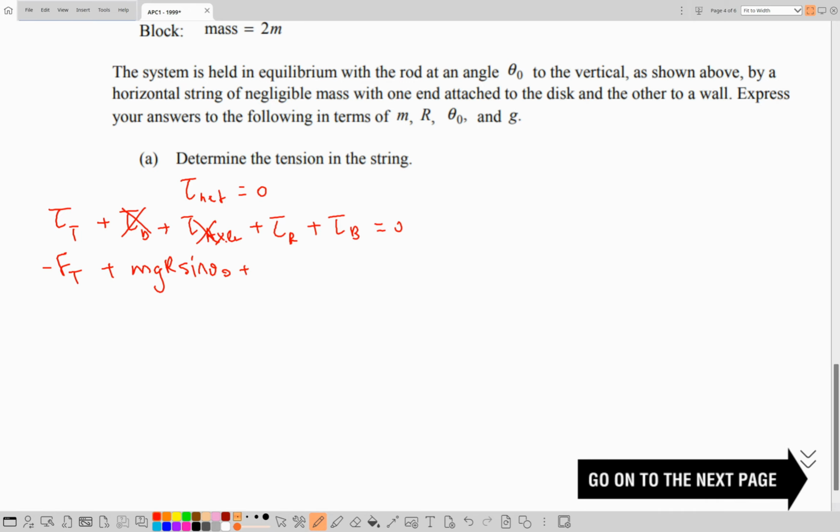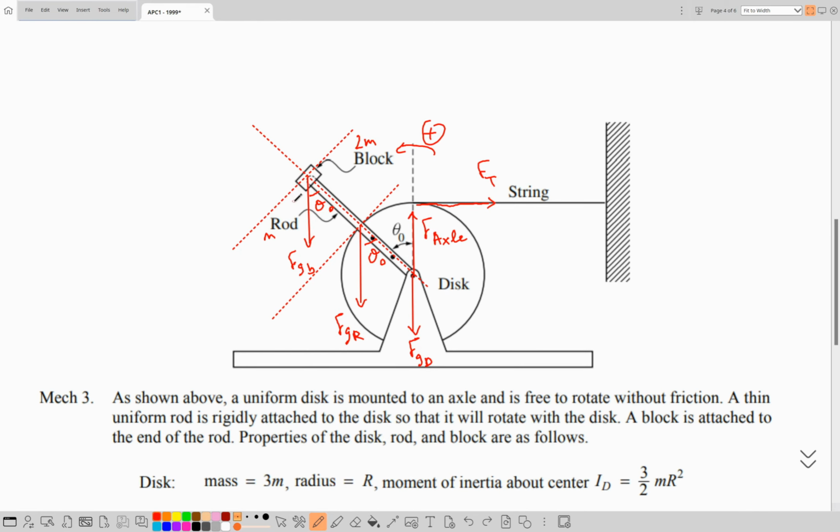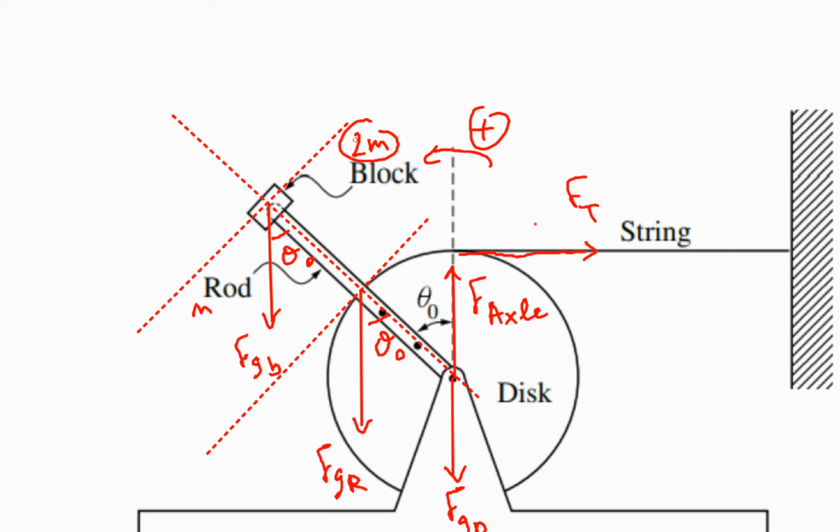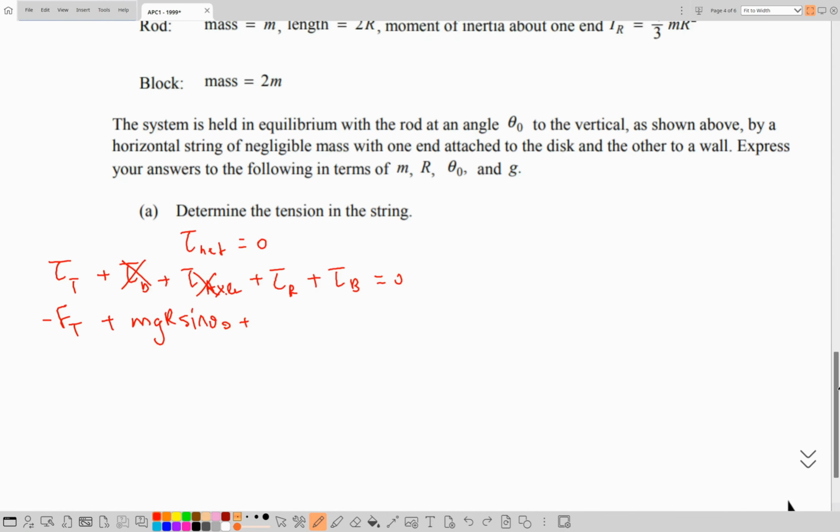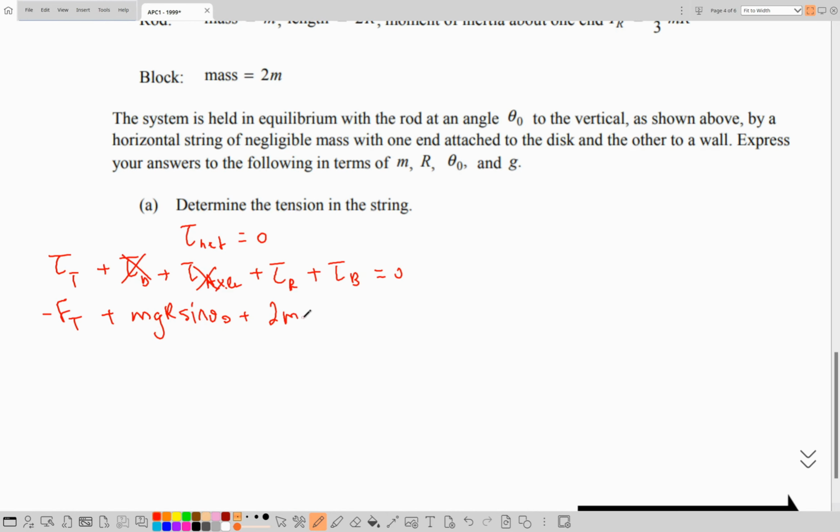Now plus the torque produced by the pull of gravity acting on the block. The mass of the block is 2m, then that would be 2m g multiplied by the distance from here to the center, which is the double of r. Then let me say 2mg, the double of r, and similarly that would be sine theta 0. Let me show you.